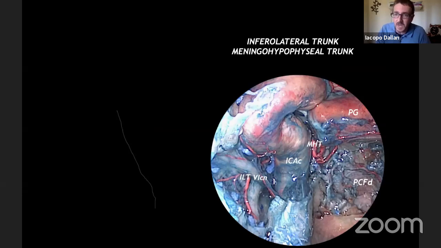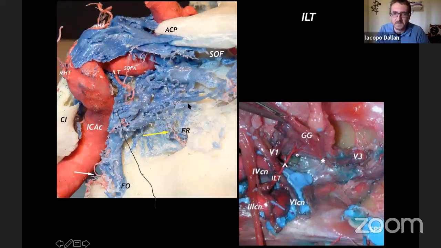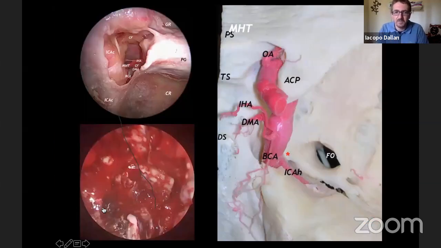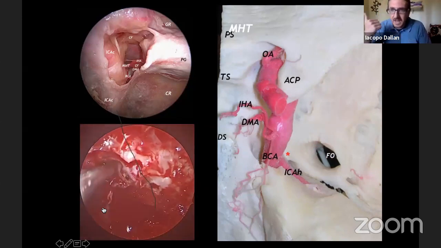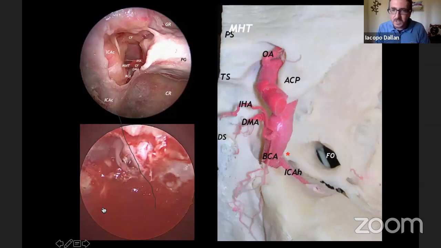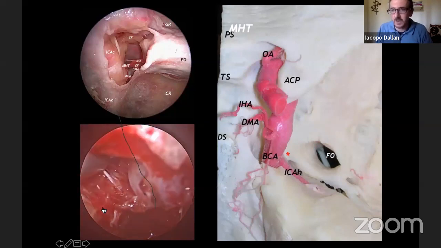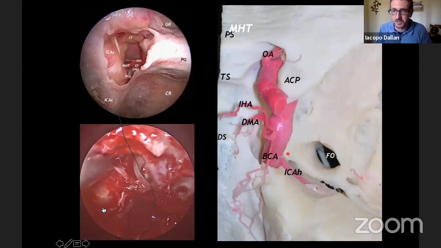So keep in mind that the variations are really important, but in this medial corridor between the carotid and the pituitary gland, the arteries that you can find are the branches of the meningohypophyseal trunk. These are the branches of the inferior lateral trunk that are important for the vascularization of the nerve on the lateral wall. I want to simplify the concept. If you damage the inferior lateral trunk, most of the time you create an ophthalmoplegia in the patient.